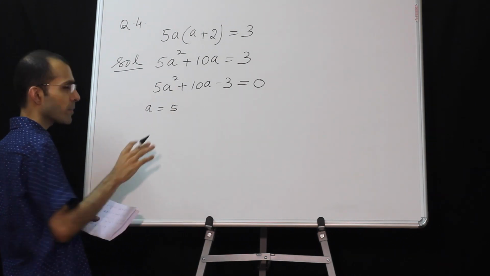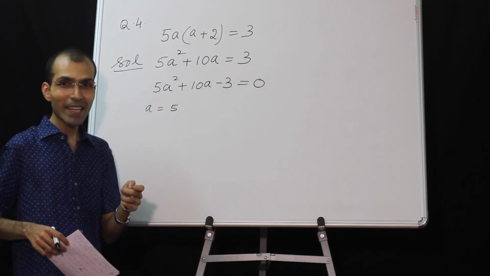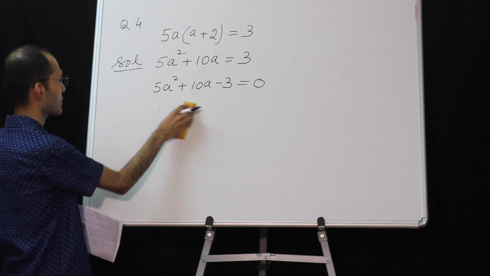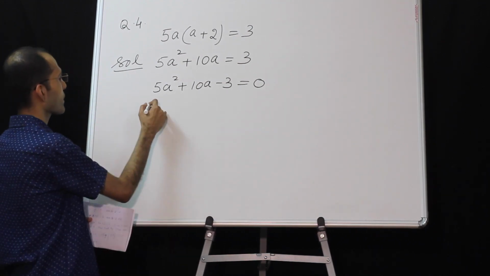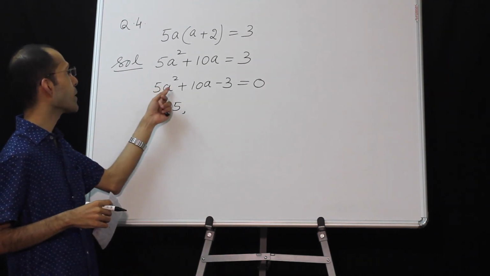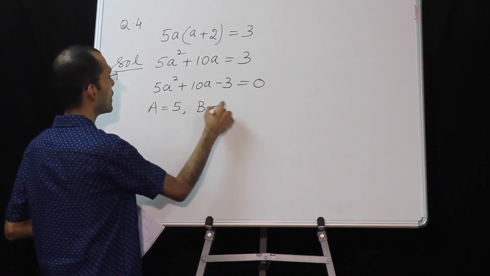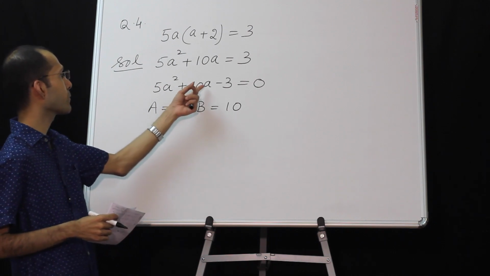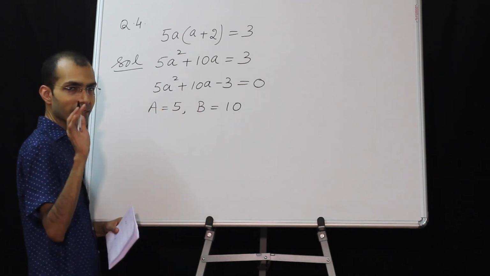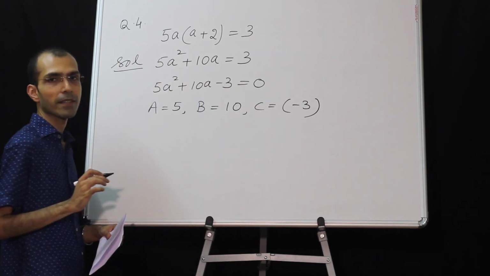What does a stand for? Now be careful. Since the original question uses a, we will not use a. We will use capital A. So capital A will be 5. So capital A will stand for the coefficient of the square term. Then B will be 10. That is the coefficient of the a term, the middle term. Take care of the signs. And C would be the constant term, that is minus 3.